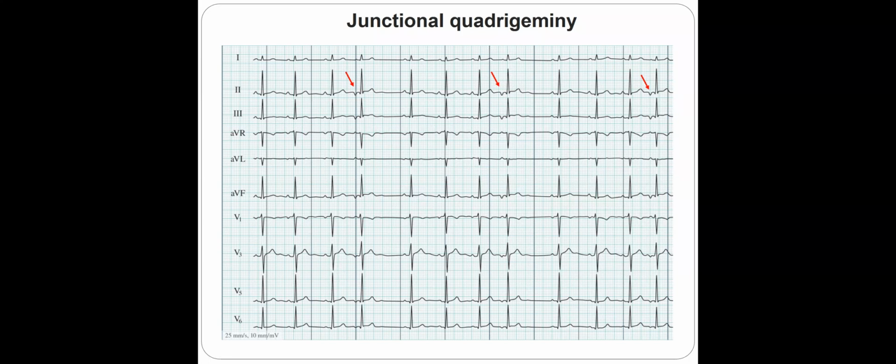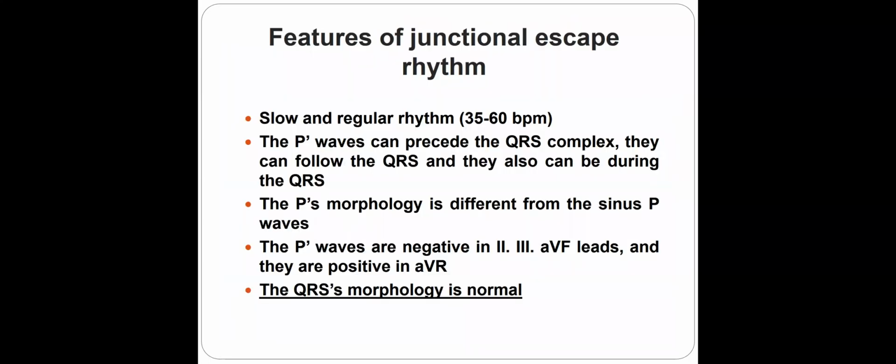Good. Now, the junctional escape rhythm. The junctional escape rhythm occurs when we do not have any beat coming from the atrium, or it is not conducted, and after that the AV node is going to fire. Because the impulse made by the AV node reaches the ventricle through the His and the Purkinje fibers and the right and left bundle branches, the QRS complex has a normal morphology.